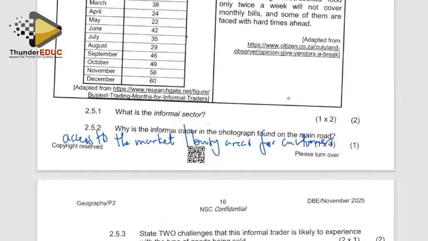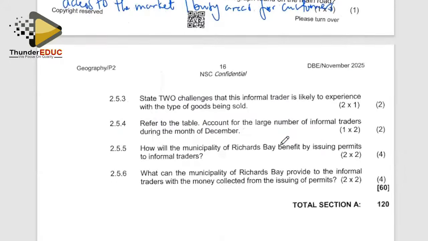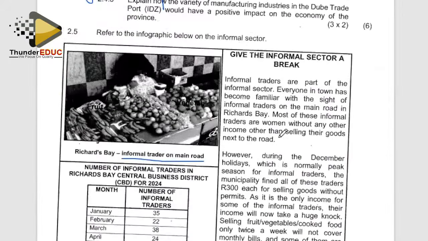Right. The next question is saying 2.5.3, state 2 challenges that this informal trader is likely to experience with the type of goods being sold. The question is specific to the type of goods being sold. We are told here that this informal trader is specializing in fruit and also in vegetables. So the question is, in other words, looking for typical problems for a person who is trading informally and selling that kind of product. What typical challenges?